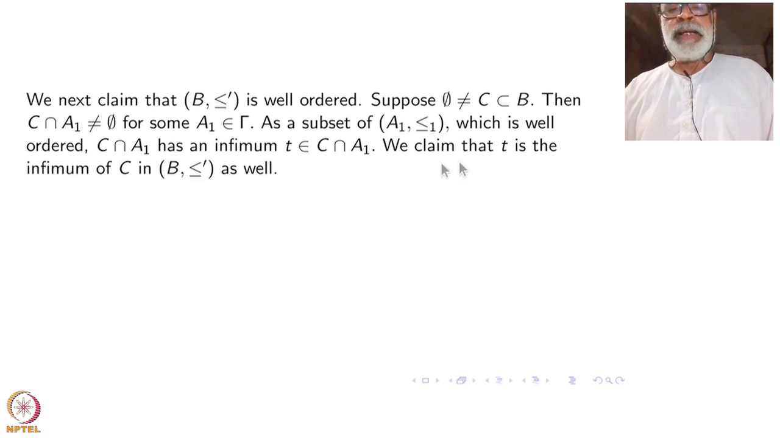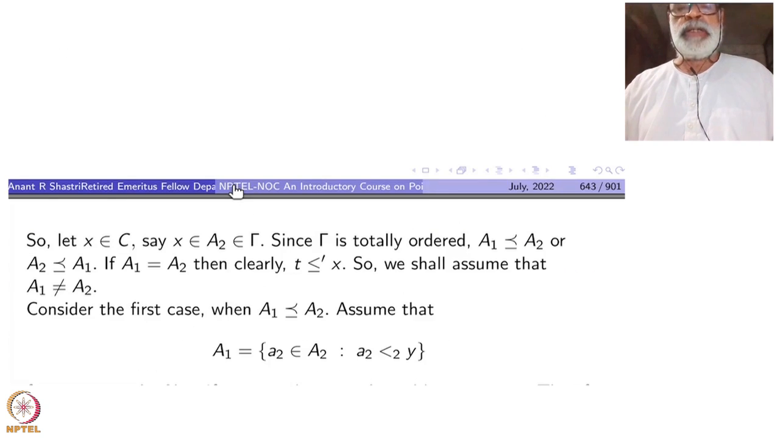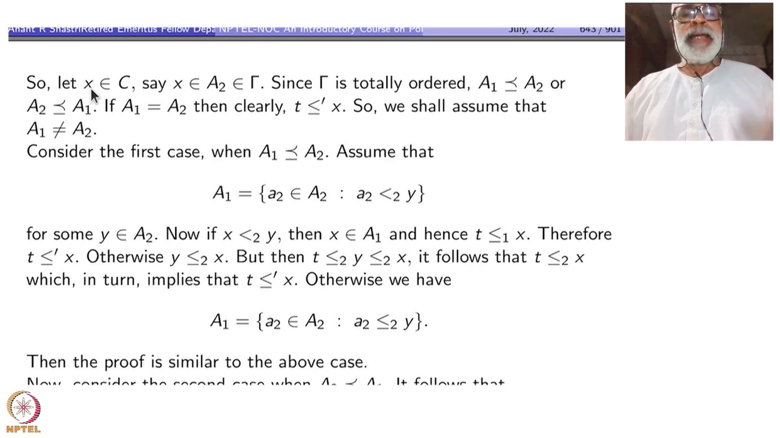We claim that T is the infimum for C inside B prime, which is a very huge thing. That's what we have to show. Once we show that, well orderedness of B with less than or equal to prime is proved. So here is the proof. Take any element X inside C. X must be inside some A2 belonging to gamma, because all elements of C are members of some member of gamma.